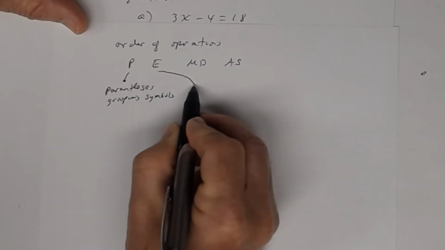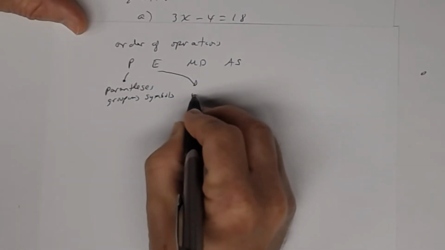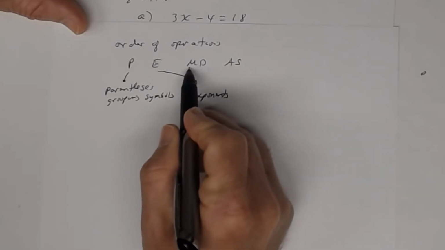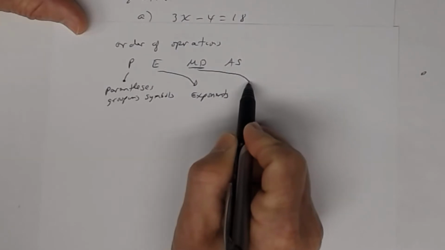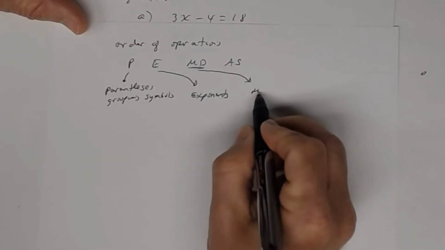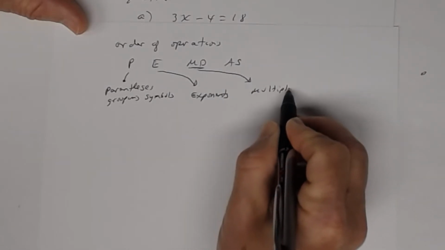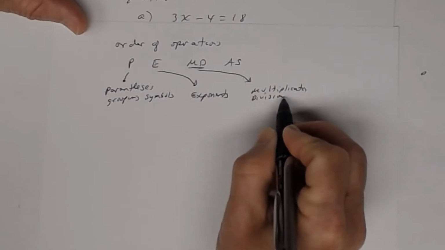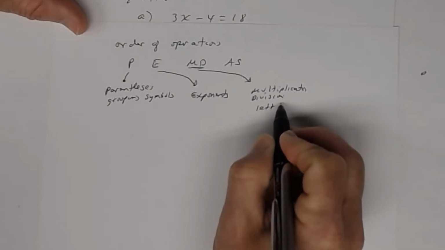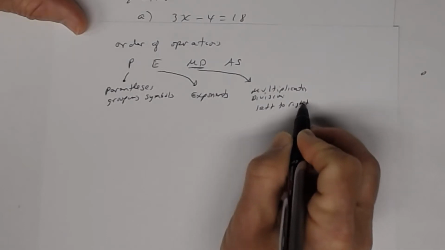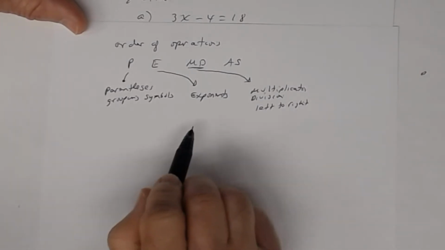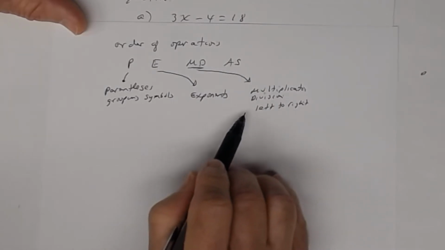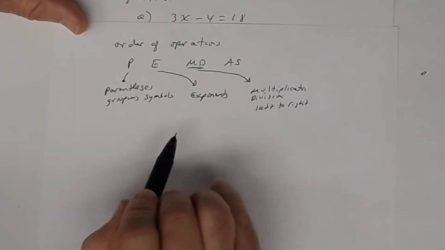Then the next level is exponents. If you see any exponents, you're going to do that next. And then M and D I put together, so that means you're going to do multiplication and division from left to right, whatever appears first as you go from left to right. So if division appears first, you do that first. If multiplication appears first, you do that first.